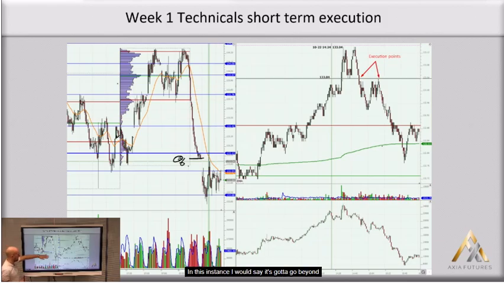So your stop in this instance, I would say, has got to go beyond 13. Possibly even if you look at that little low there, beyond 17. You can go, okay, well, I'm going to put my stop at 18s, let's say. So you've kind of established a little range anyway.